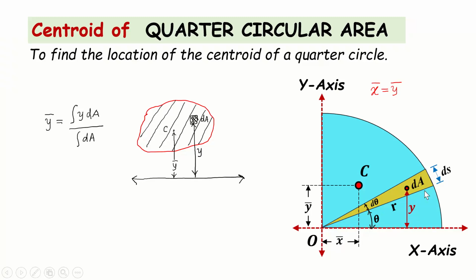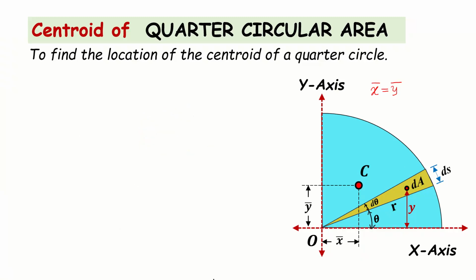So we got y, friends, we got dA here like this. So we needed y, that is the location of the small area from the axis. So that is y we got over here, and the area dA also we got over here. Okay, so now with the help of this expression, we can easily find out the centroid of the quarter circle. So now let's proceed for that.